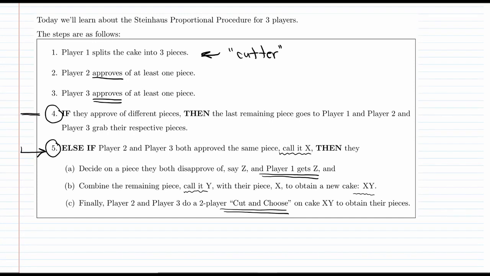Okay, so hopefully you understand a little bit better how this procedure works. Okay, again, there's 3 roles now. There's the first player who's the cutter, and there's 2 choosers. All right, and again, they don't just get to grab whatever they want. They have to approve of the pieces first, and they need to see whether or not their approvals differ or whether they're the same. And we have two different scenarios depending on what might happen. So let's look at some examples that might come up and how we might solve problems that arise using Steinhaus's proportional procedure.